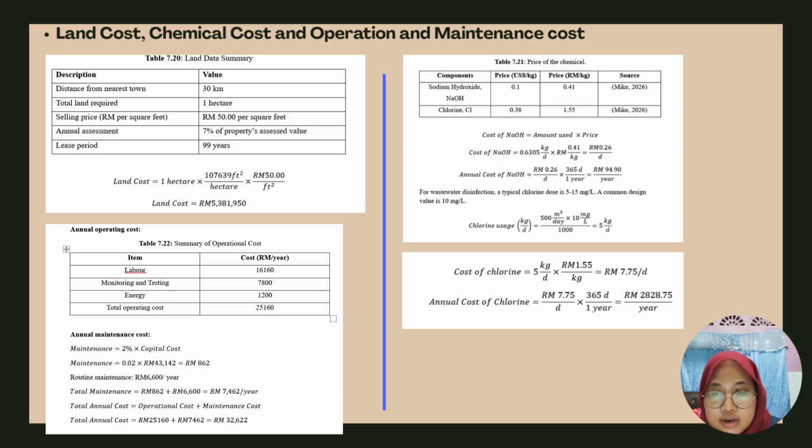Next, the chemical cost, where the main chemical used in the treatment system is sodium hydroxide or NaOH. So the annual cost of the chemical is 2,828 Malaysian ringgit per year. Next is operation and maintenance cost, where the expenses include labor, monitoring, sampling, energy consumption, and routine maintenance activity. So the total operating cost is about 32,622 Malaysian ringgit.